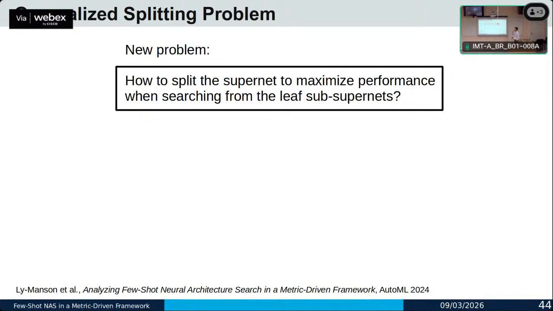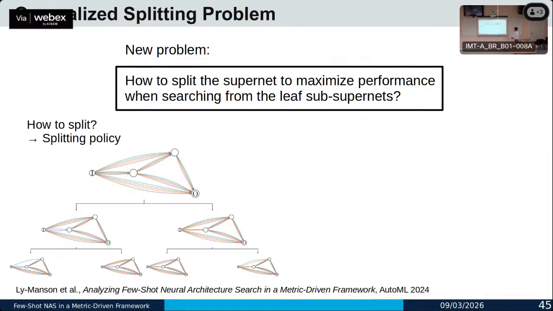So this line of work leads us to a new problem that we call the generalized splitting problem, which states: how do we split the base SuperNet in order to maximize the performance when we end up searching from the sub-SuperNets? And for this, we have to understand that on the sub-SuperNets, we are going to search using some SuperNet-based methods such as a one-shot or a differentiable algorithm. So to answer the question of this problem, there are several components. The first one, of course, is how are we going to split? And that is what we called the splitting policy. For instance, in this gradient matching paper, the splitting policy was to always split into 2 groups, which means that we will always end up with a number of sub-SuperNets equal to a power of 2. And this is some kind of splitting policy.